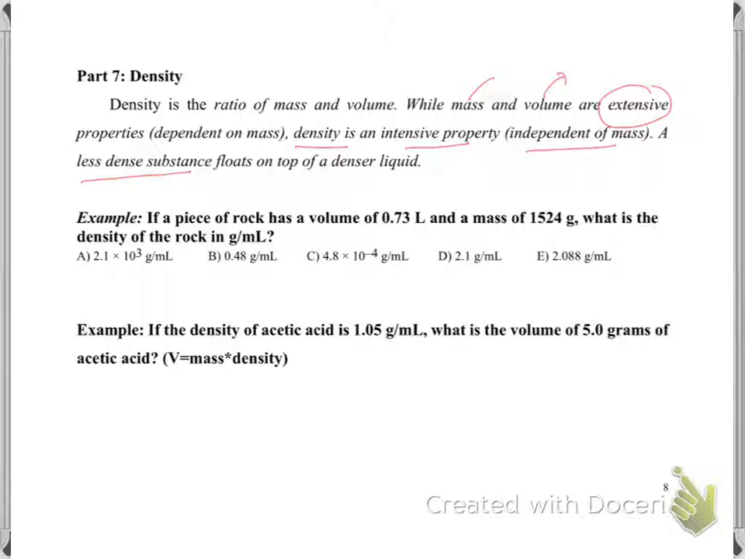So let's look at this question. If a piece of rock has a volume of 0.73 liters and a mass of 1524 grams, what is the density of the rock in grams per milliliter? What is density? Density is mass by volume. The mass of the rock is 1524 grams and the volume is 0.73 liters. We want density in grams per milliliter. That means I have to change liters to milliliters. I will put liters on the top so that I can cross it out, and milliliters on the bottom. If you go back to your original chart, you will see 1 liter is equal to 1000 milliliters. So now my answer will be in grams per milliliter.